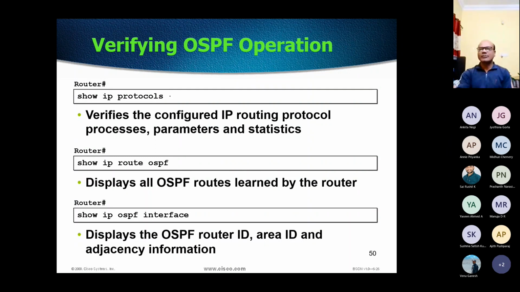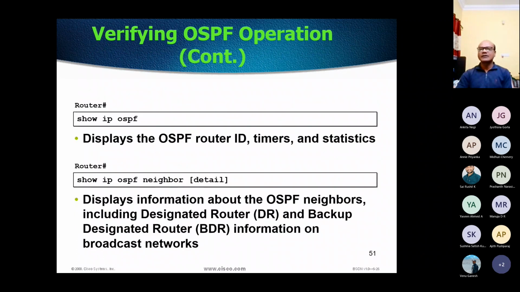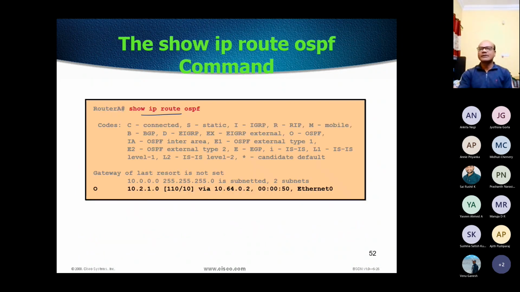How to check? Show ip protocol, show ip route ospf, or show ip ospf interface. Show ip ospf, show ip ospf neighbor. All these commands will do it. Same thing, right? We can see, it will be represented with the O. What does O mean? This is your OSPF. As we can see, the administrative distance is 110. Correct? It is going via this IP address.